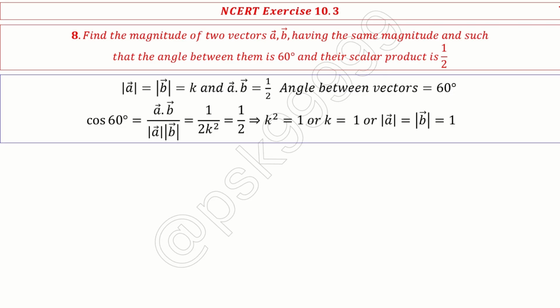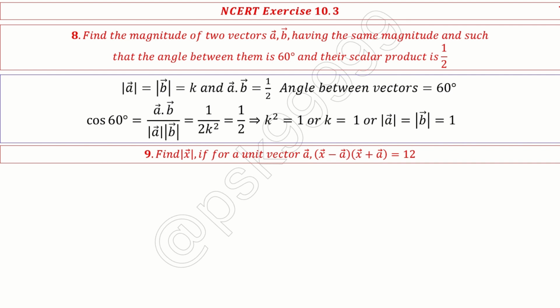So simple, cos 60 equal to A dot B by product of their magnitudes, which is K and K, right? So 1 by 2 K square equal to 1 by 2, or K square equal to 1, or K equal to plus or minus 1 you can take. Okay, but since it is a magnitude, you always take positive value. Okay, so magnitude of A and magnitude of B is 1.